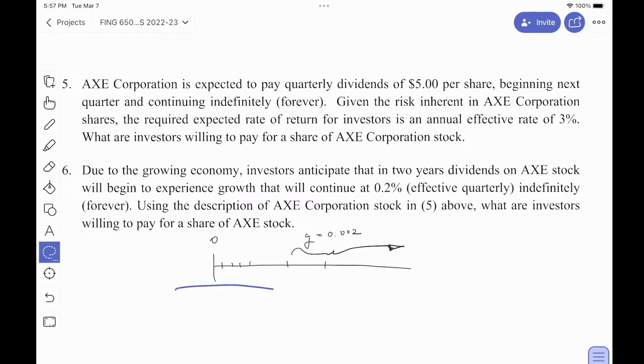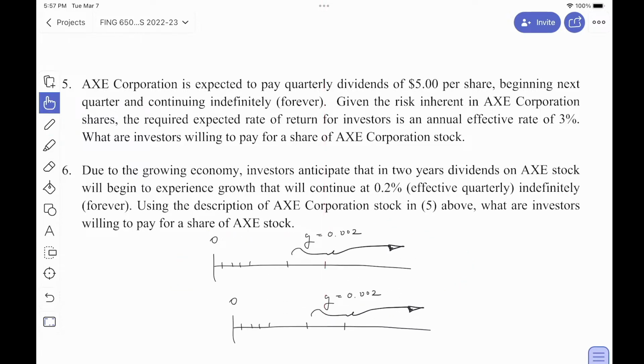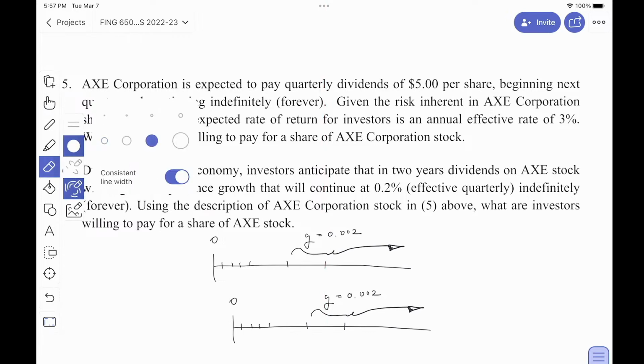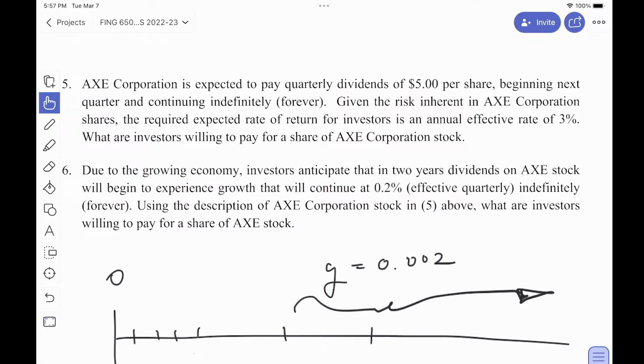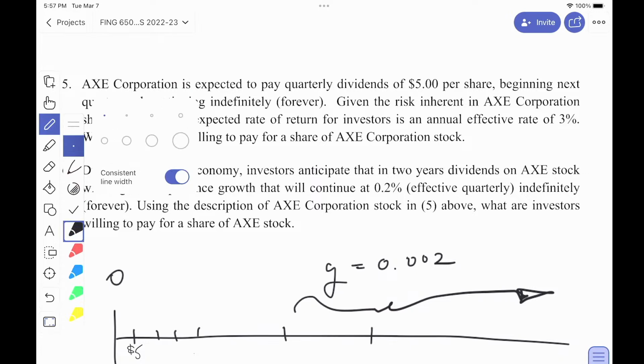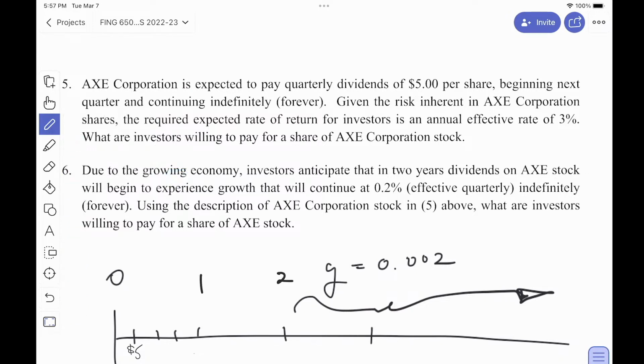Let's make it a little bigger. So it's going to be $5 starting next quarter. And so that information, where this is the information in years, so this will be 1, 2, etc. What I need to solve this using an effective rate of 3%.